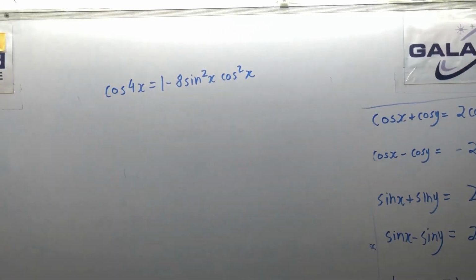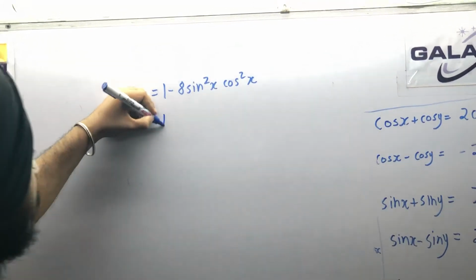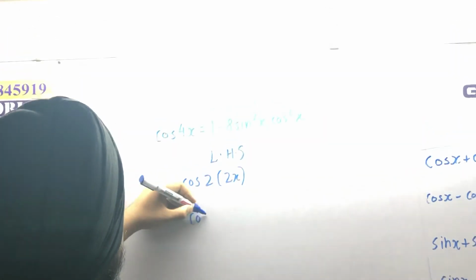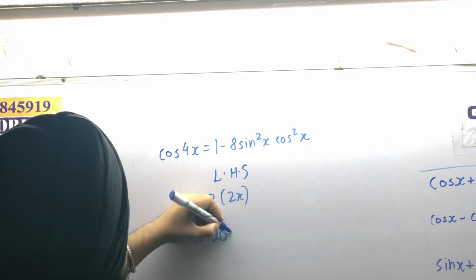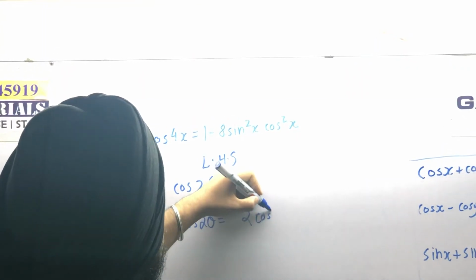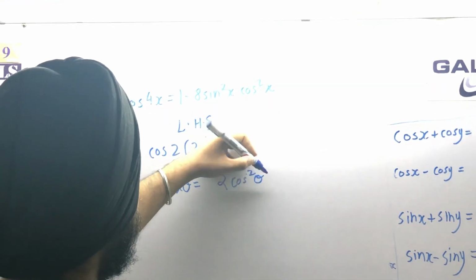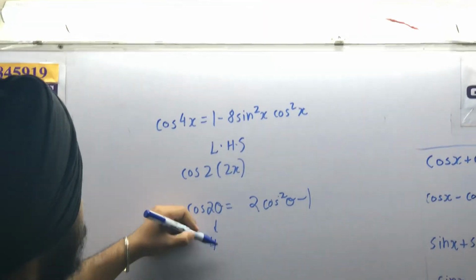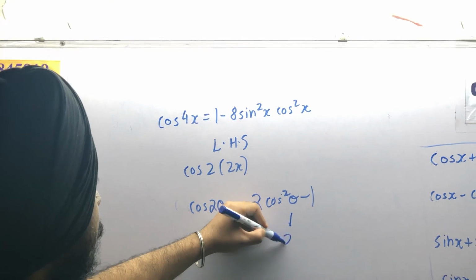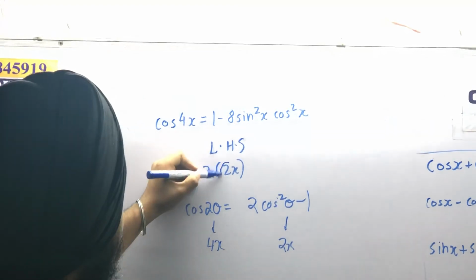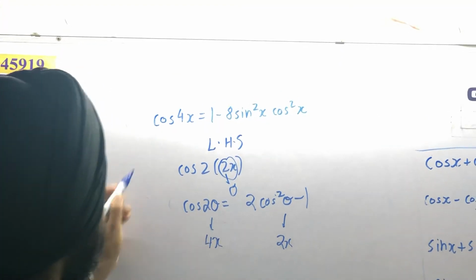So we have to prove this one. Simple. Left hand side we will start with. So cos 4x, can you write it like cos 2 into 2x, right? So cos 2 theta is what? Cos 2 theta is 2 cos square theta minus 1, right? So if 2 theta is 4x, so theta will be 2x.